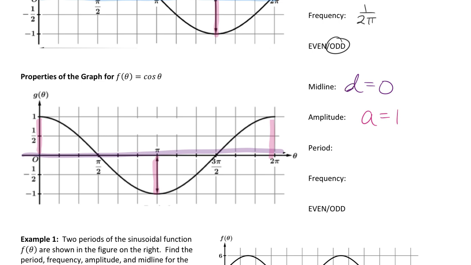What is the period of the cosine function? 2 pi. That's how long it takes for us to go from the beginning point to the ending point, which means my period is 2 pi. Thus, the frequency is 1 over 2 pi, yes?